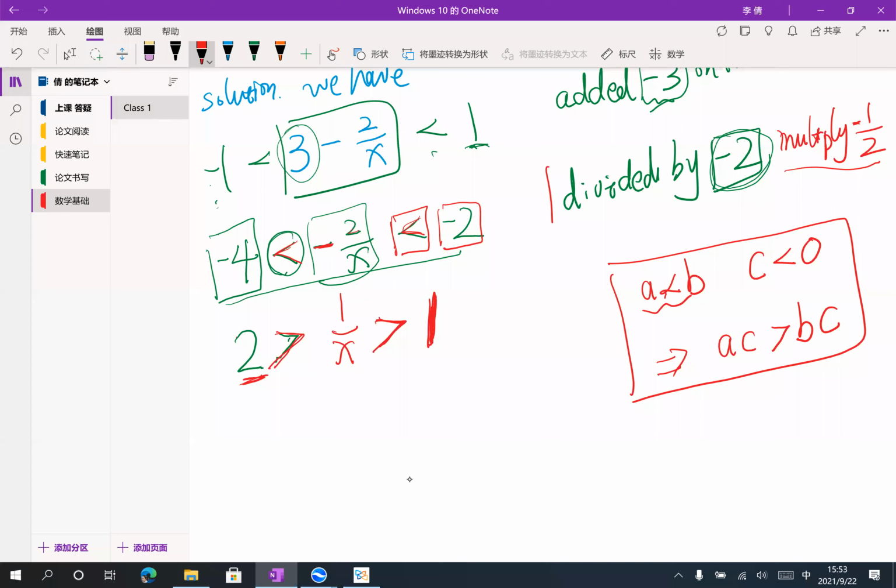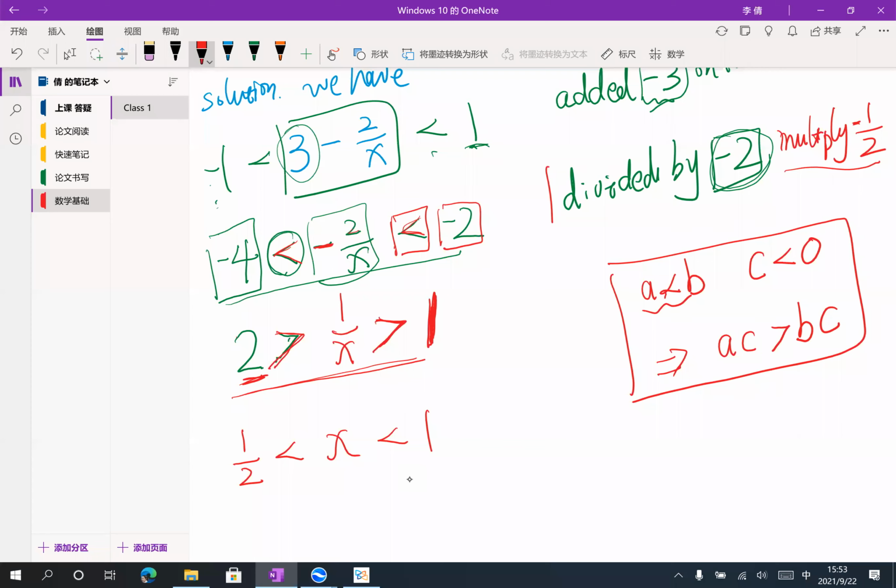So from this we can get x. We can get x is larger than 1 over 2 and smaller than 1, right?